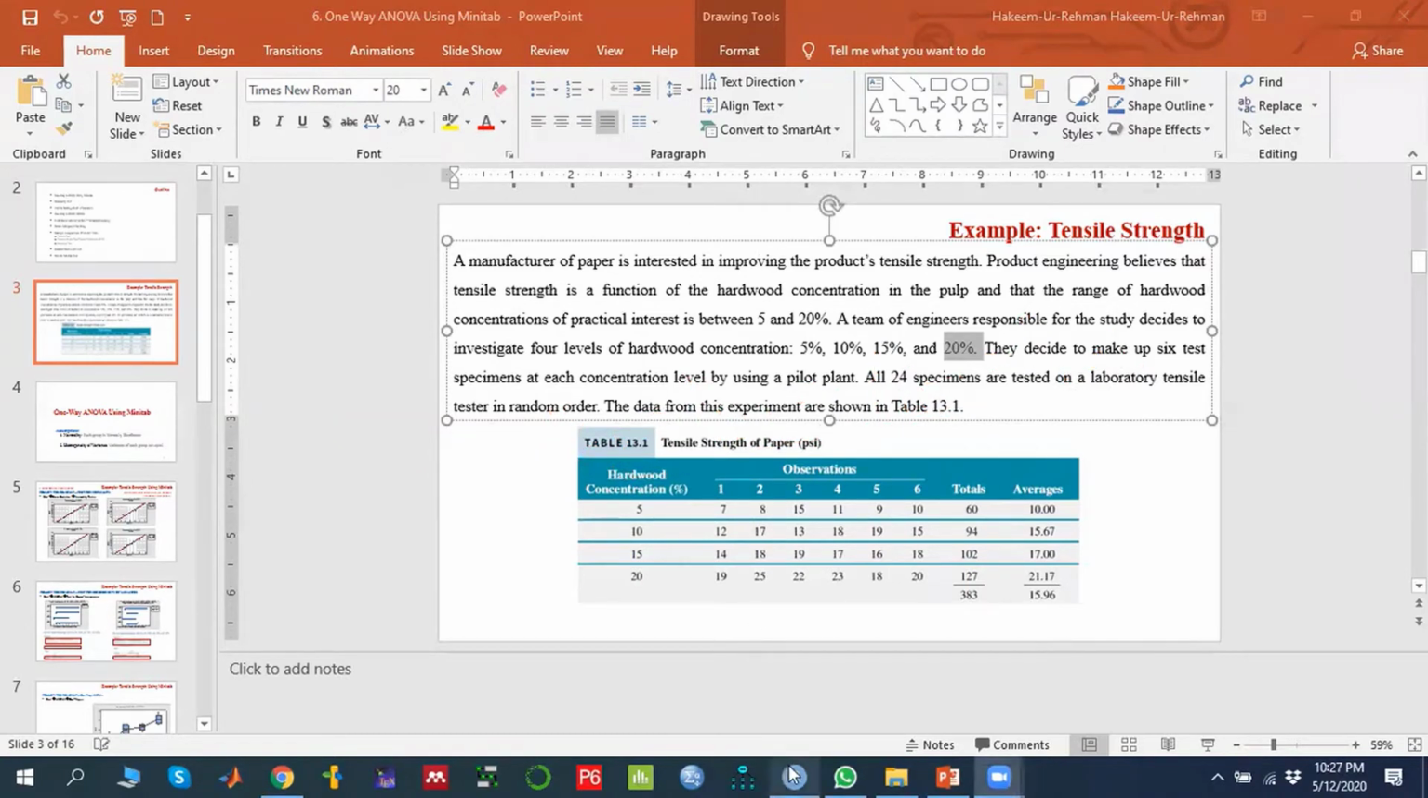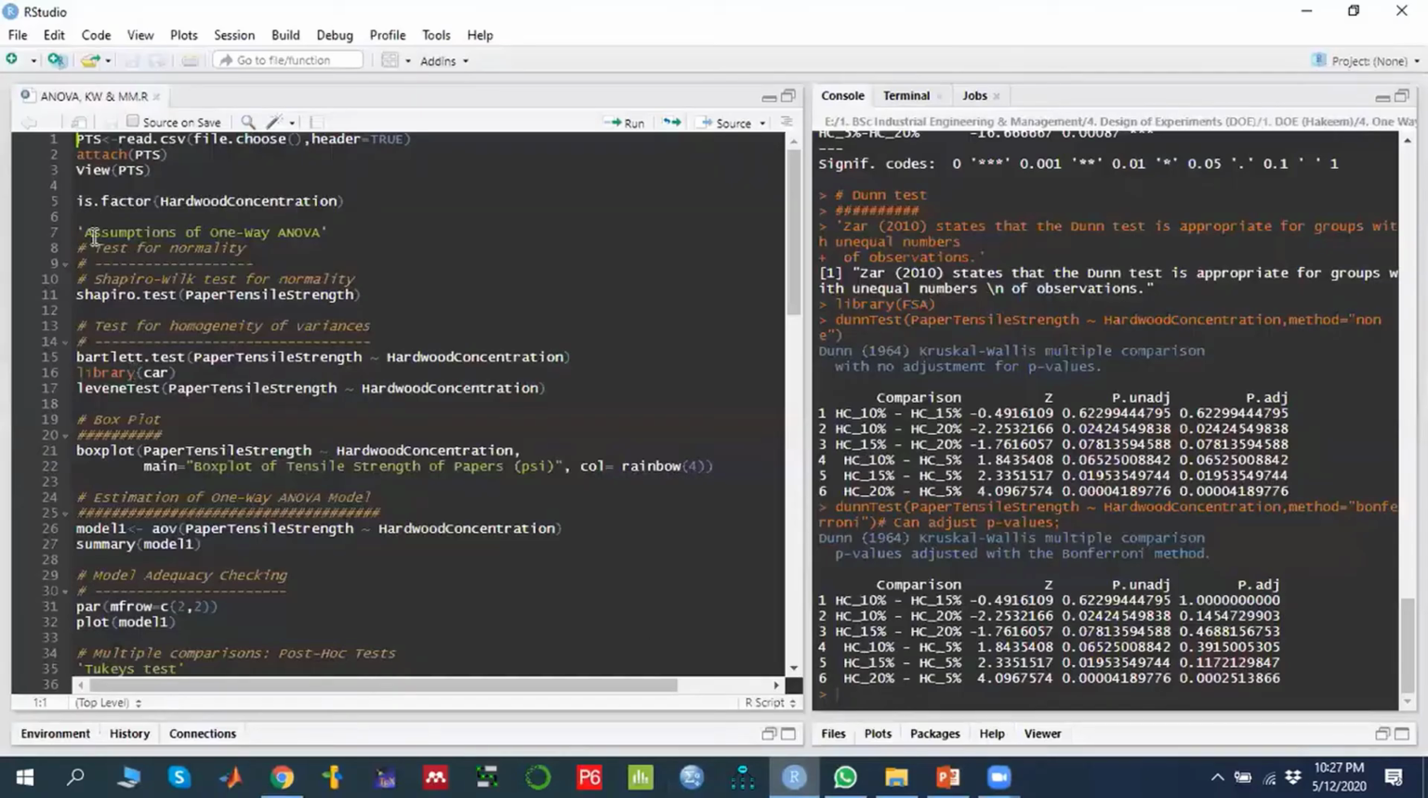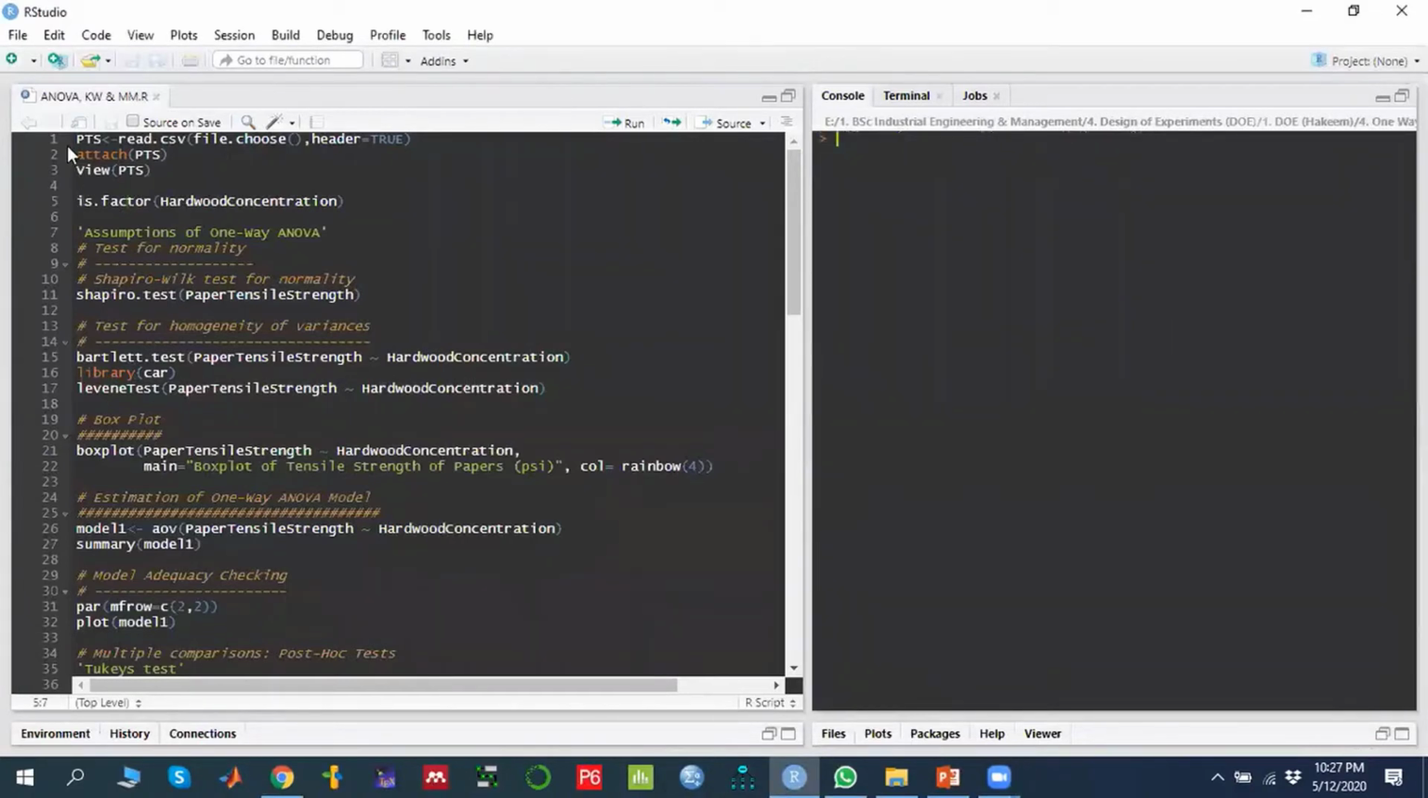So now we are going to apply this example in R. For that, let me start. First of all, we are going to read the data set. So what is this code doing?